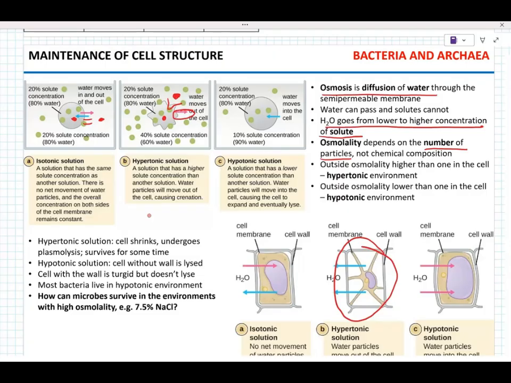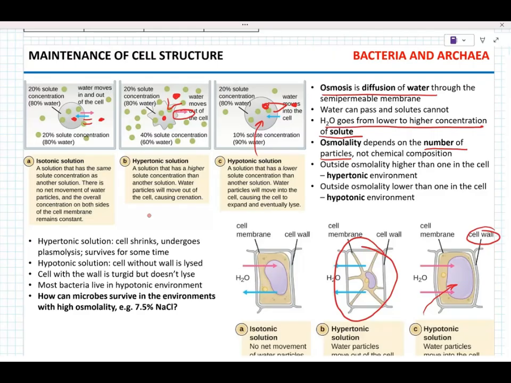Finally, if the cell has more solutes inside than the solution outside, we call such environment hypotonic, and in this environment water instead moves into the cell, resulting in the cell swelling. In case of many bacterial and fungal cells, it's not such a huge problem because they have cell walls which prevent bacteria or fungi from exploding.